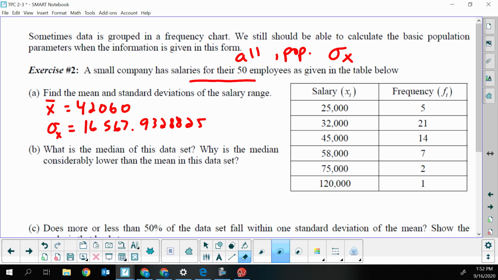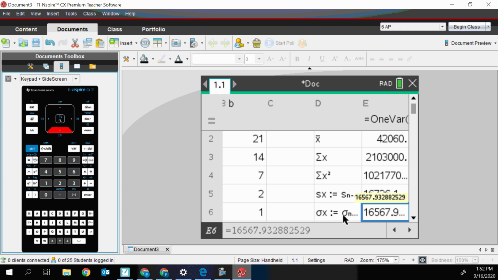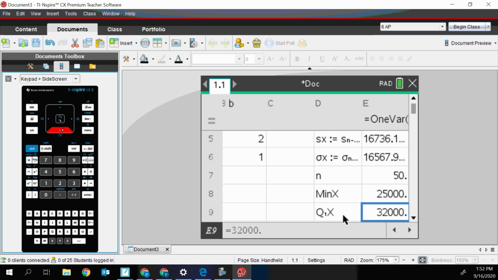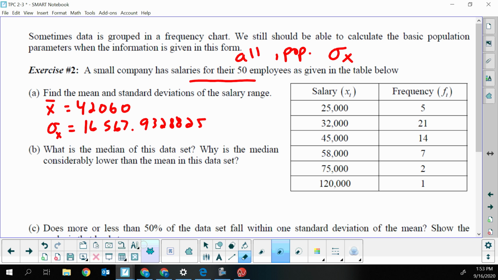Part B, what's the median for the data set, and why is the median considerably lower than the mean? So our median, we got to keep going down, is 32,000. So we need to think about what we talked about earlier. Why would a mean and a median be so much different? Well, the median is resistant to outliers. The mean gets pulled in the direction of outliers. So because the mean is much higher, there must be high outliers.